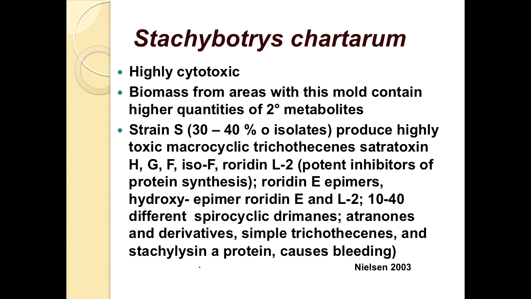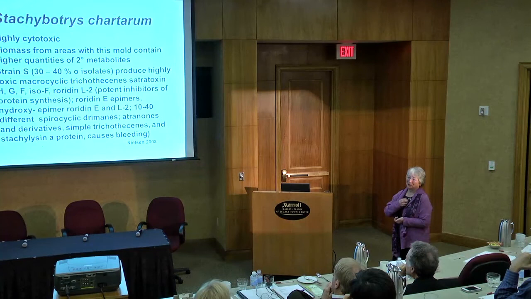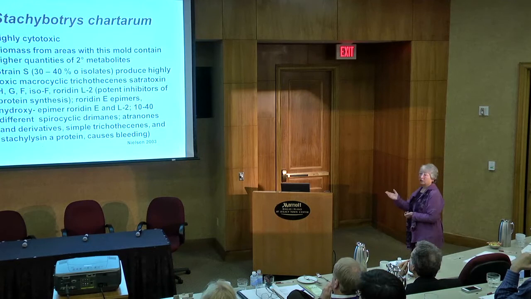The biomass from an area where this mold is growing is in higher quantities, has a lot of secondary metabolites, and the strain S of Stachybotrys, which is 30 to 40% of all the isolates that have been evaluated across the world, produce highly toxic macrocyclic trichothecenes, satratoxin G and F, isosatratoxin, roridin, and roridin L2. They're all potent inhibitors of protein synthesis. And then some others. And in addition to that, all of the strains produce different spirocyclic drimanes, atranones and derivatives, and simple trichothecenes. I differ in my pronunciation of that word, so I'm going to say trichothecenes. And stachylysin, a protein which, when mucous membranes are exposed to it, causes them to bleed.